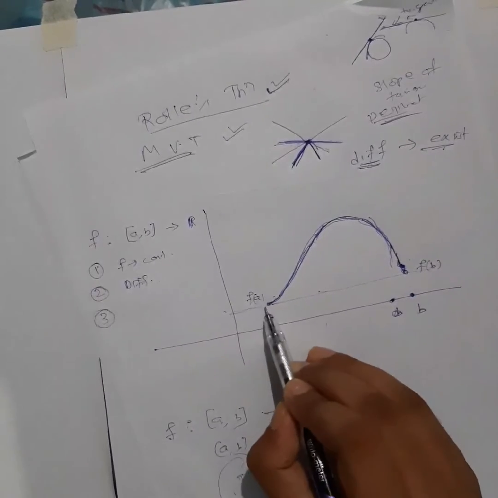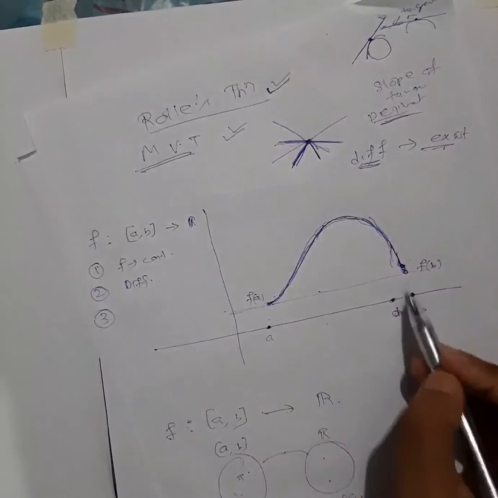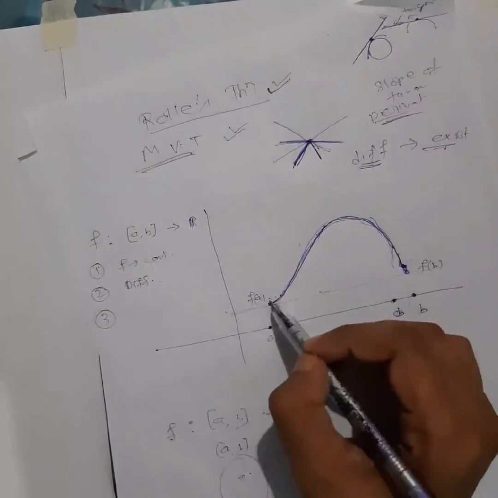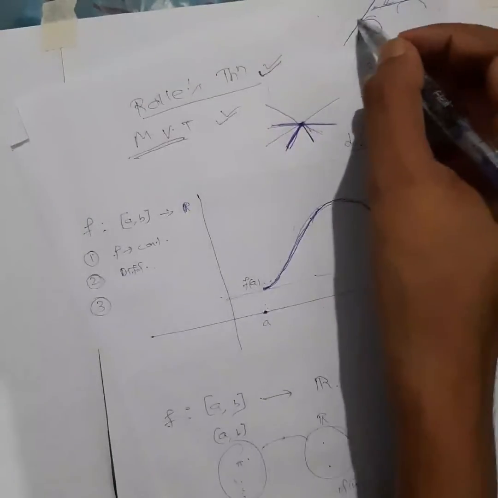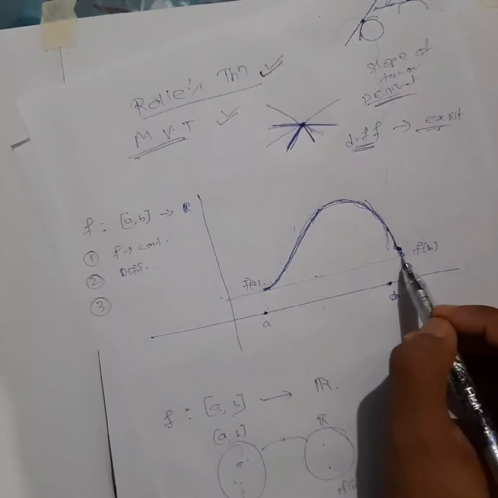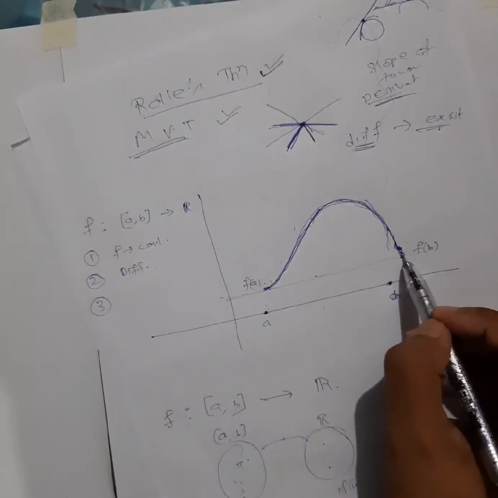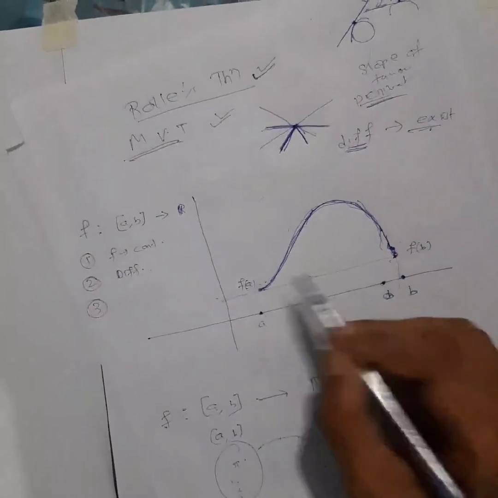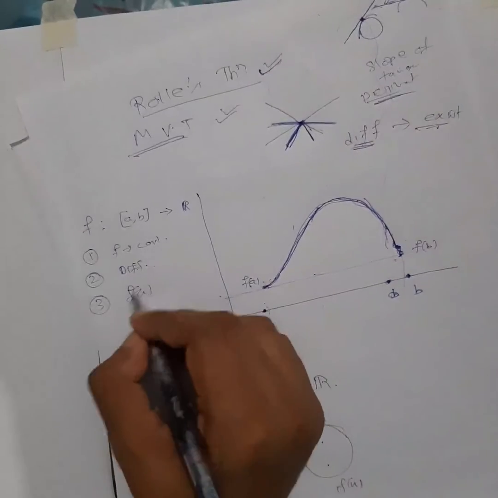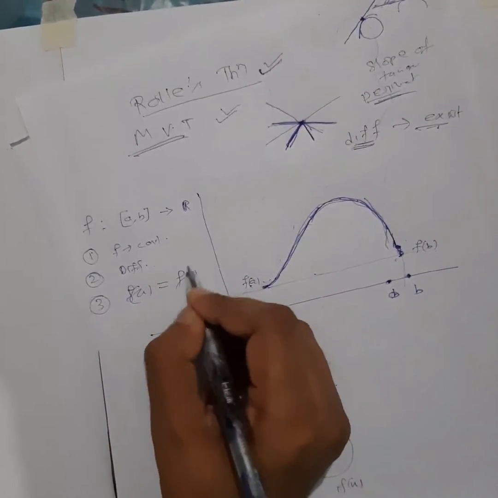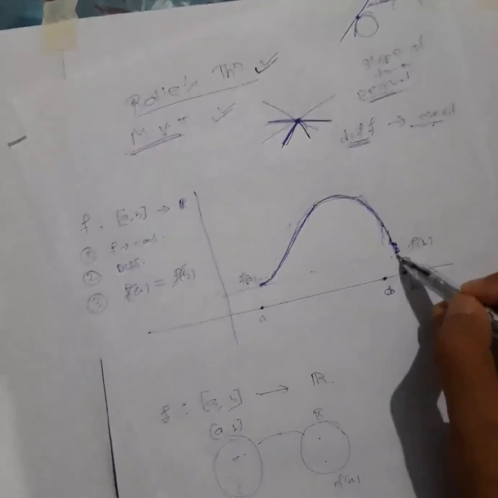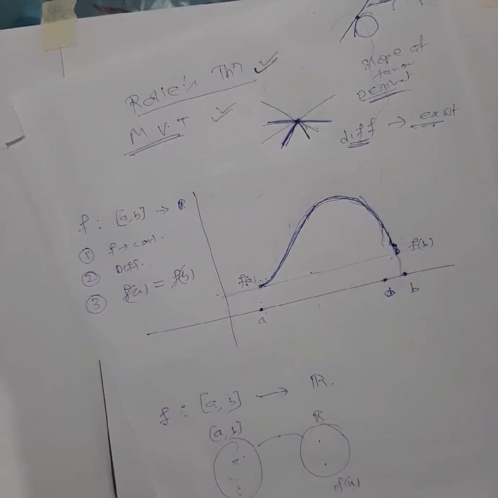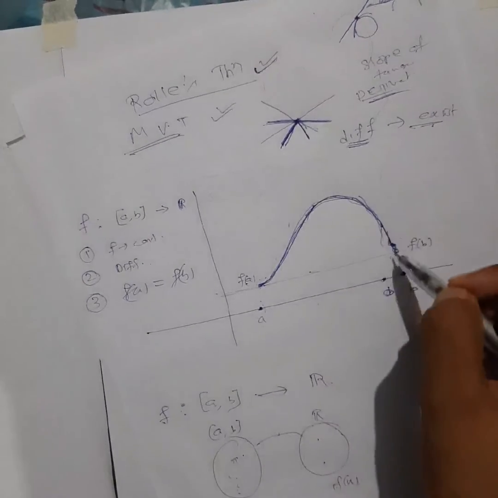To be equal, f(a) and this must be equal. To make it equal, what do you have to draw? If you have a function, a graph, you have to come back again to this point, right? Then only this length and this length will be equal. f(a) equal to f(b) means this length and this length must be the same, right? So when you draw a graph, you have to come back again.